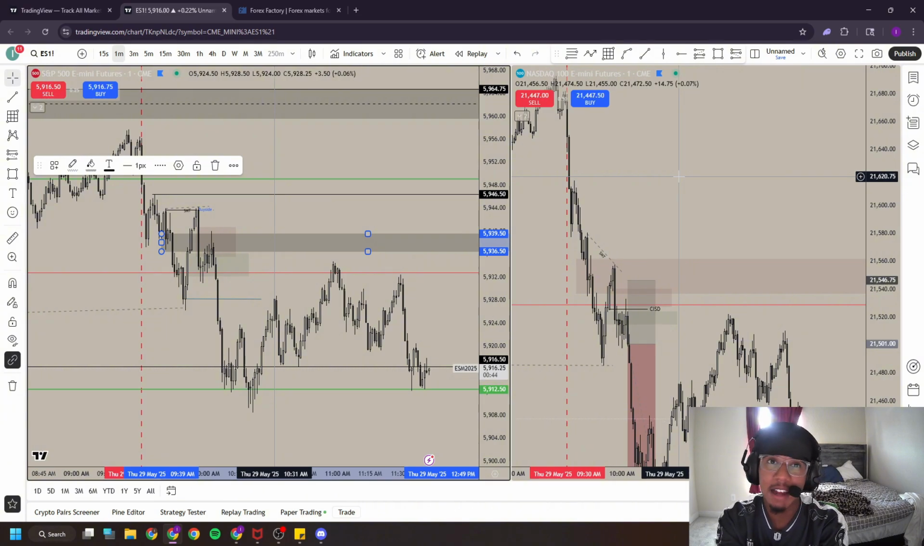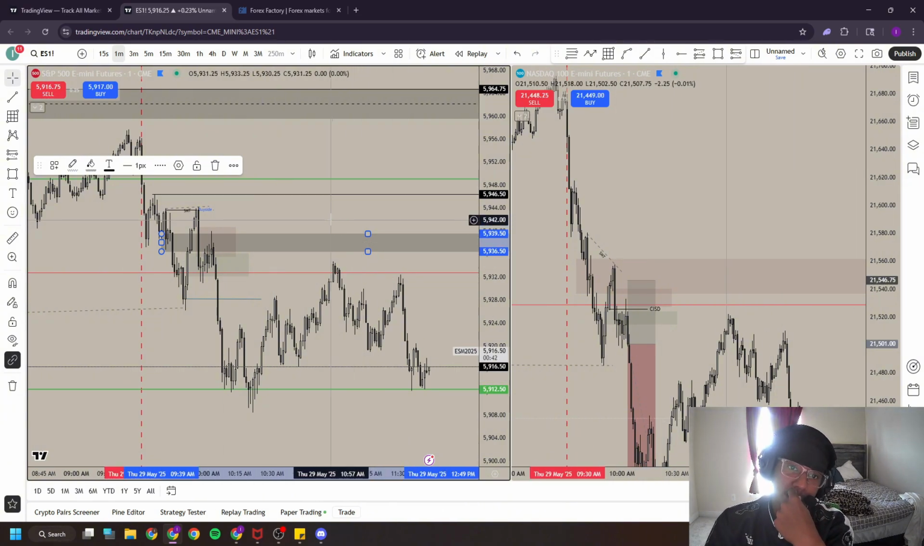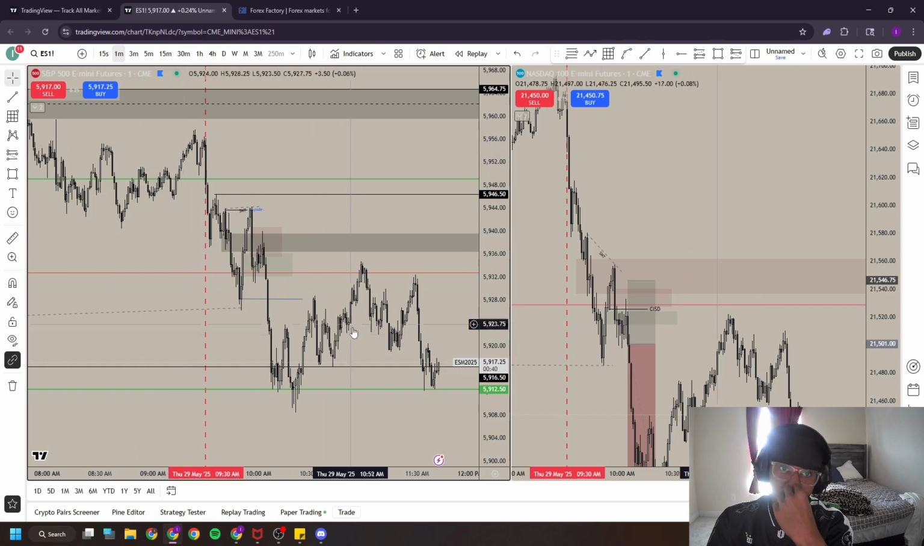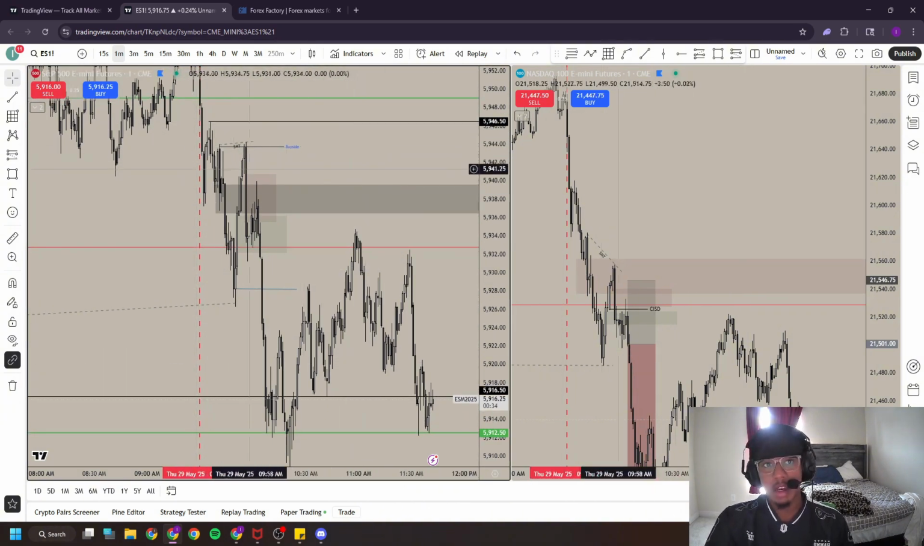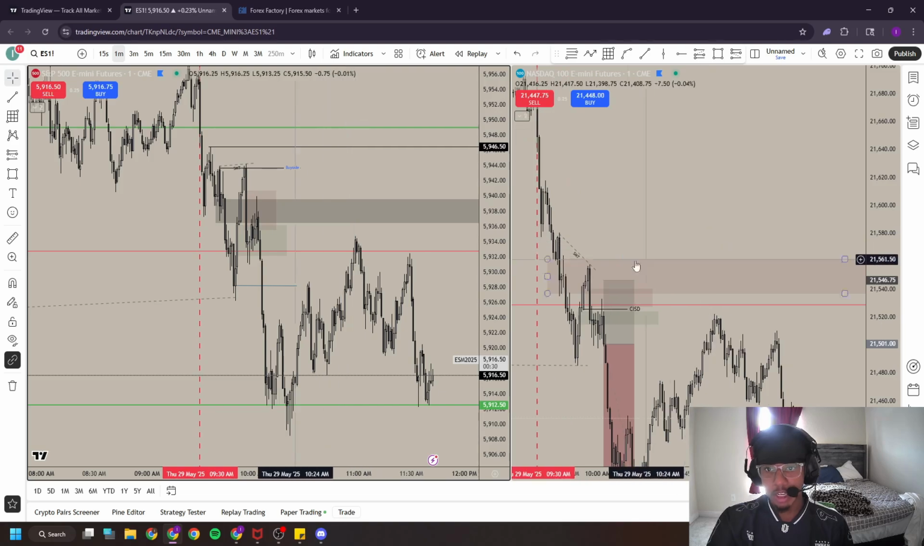Not most power, tends to have more volume. More times than not, obviously the one that swept liquidity will follow along, but I just like the one that didn't sweep liquidity because it has more power. But anyways, we swept buy side. We ended up putting in that SMT. This was literally my model coming in like a dream.